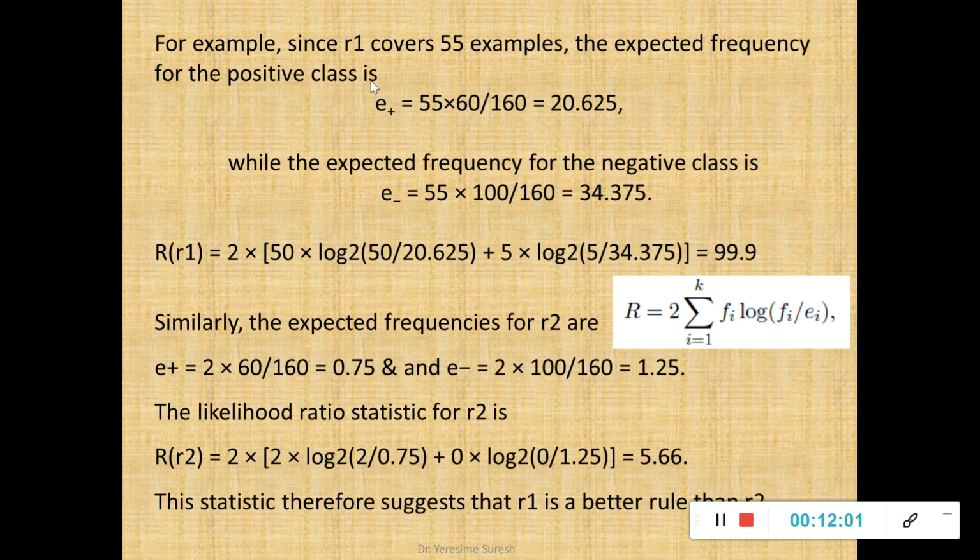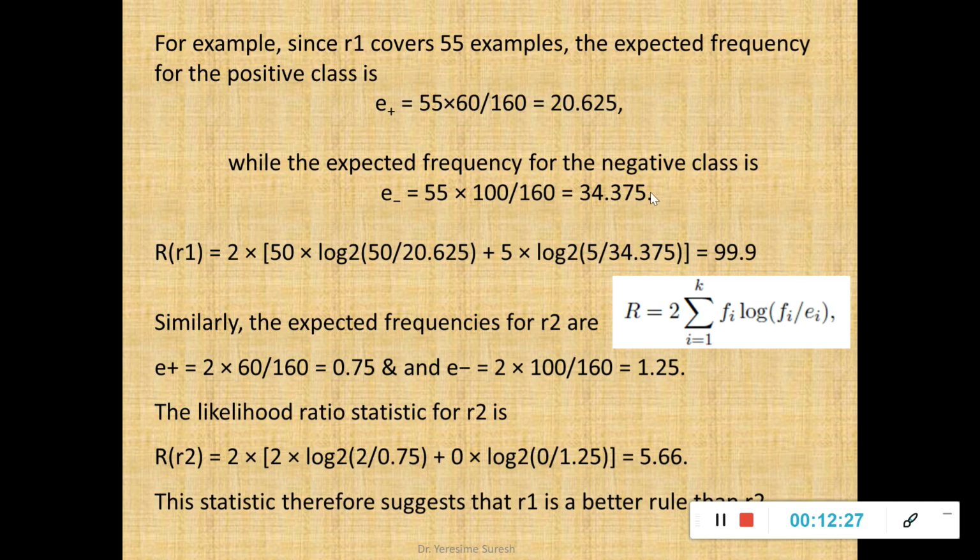Fine. Either positive frequency or negative frequency is calculated from the number of instances covered by your rule. With respect to R1, it is 55 multiplied by the number of positive instances in your training set, 60, or the number of instances in your training set which are negative, 100, divided by the total number of instances in the training set, either positive or negative, 160. I have calculated the expected frequency.